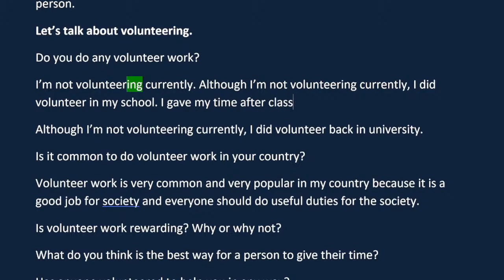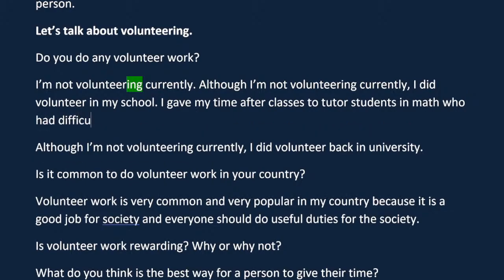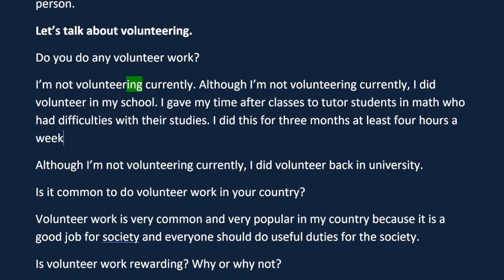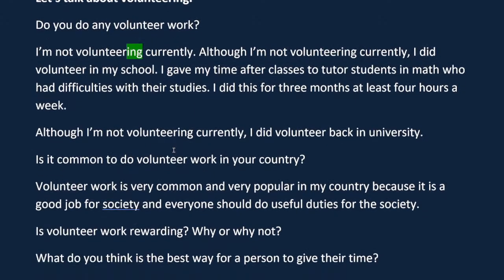So I gave my time after classes to tutor students in math who had difficulties with their studies. Okay, so you have to answer in a clear way like this, okay? I did this for 3 months, at least 4 hours a week. Using those numbers to give more clarity to what you're saying, okay?